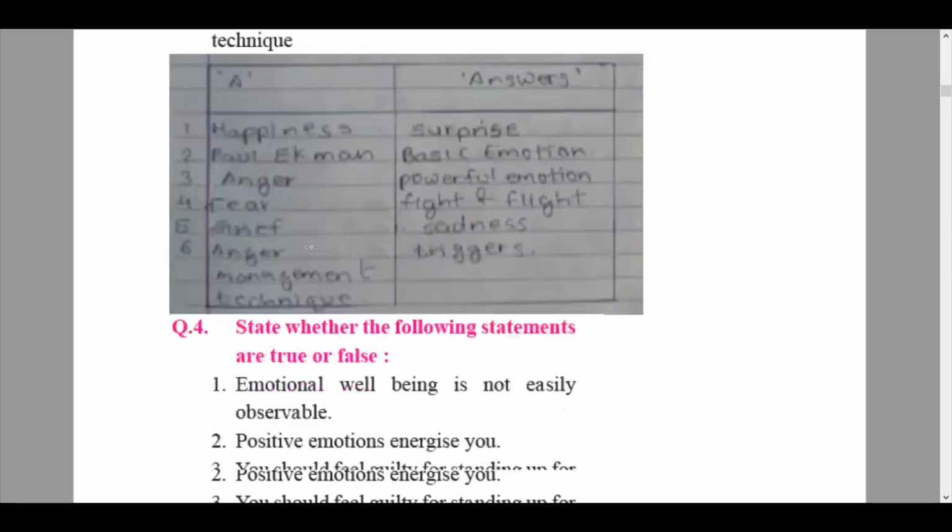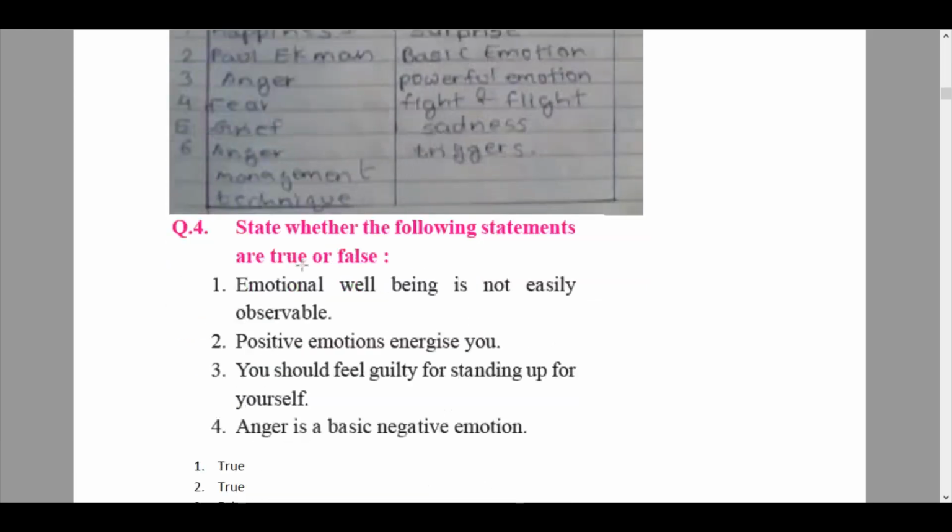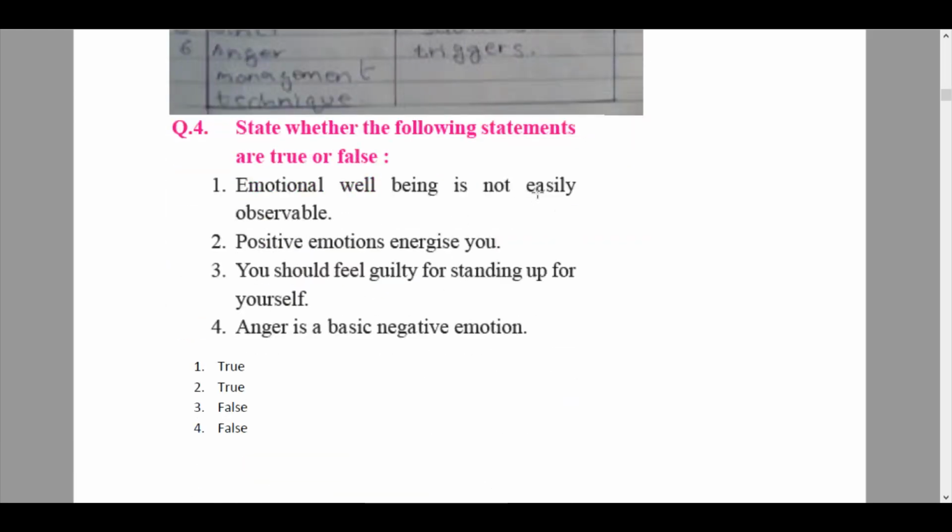So let's continue with our question number 4. State whether the following statements are true or false. Here, our first question is emotional well-being is not easily observable. True, as it has many different aspects covering its trail. Then we move forward to our second statement. Positive emotions energize you. True.